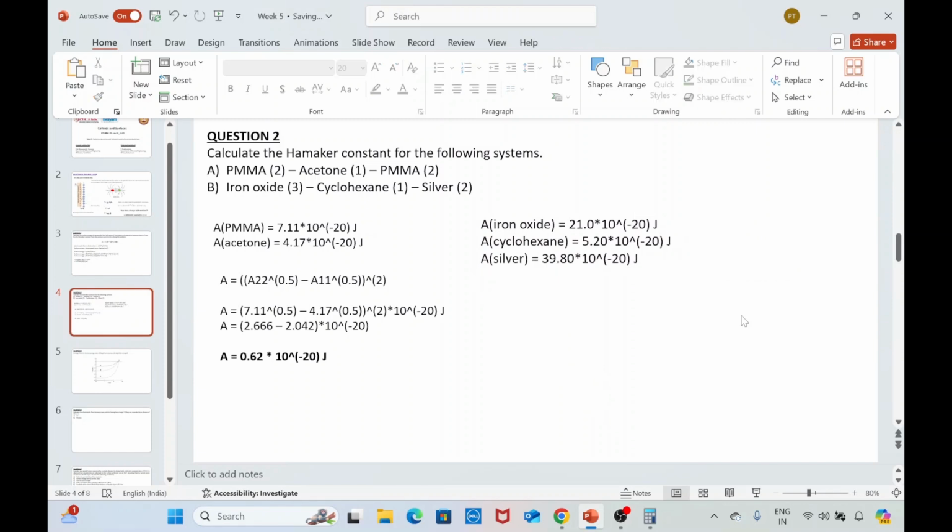So please solve and let me know what is the answer. And keep in mind that iron oxide is given as 3, cyclohexane is 1 and silver is 2. Because if you mismatch the second and third, it's okay. But if you mismatch between the third and the first, or second and first, the result that you are going to get will be completely different. So be careful in case you are calculating the Hamaker's constant for a dissimilar particle system.